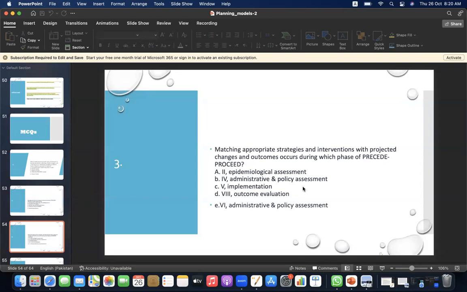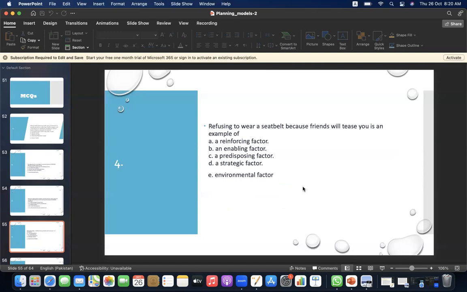The third one: matching appropriate strategies and interventions with projected changes and outcomes occurs during which phase of the PROCEED model? A, the second phase, epidemiological assessment, B, fourth, administrative and policy assessment, C, fifth, implementation, D, eighth, outcome evaluation, E, sixth, administrative and policy assessment. C? No, it's D, the outcome evaluation.